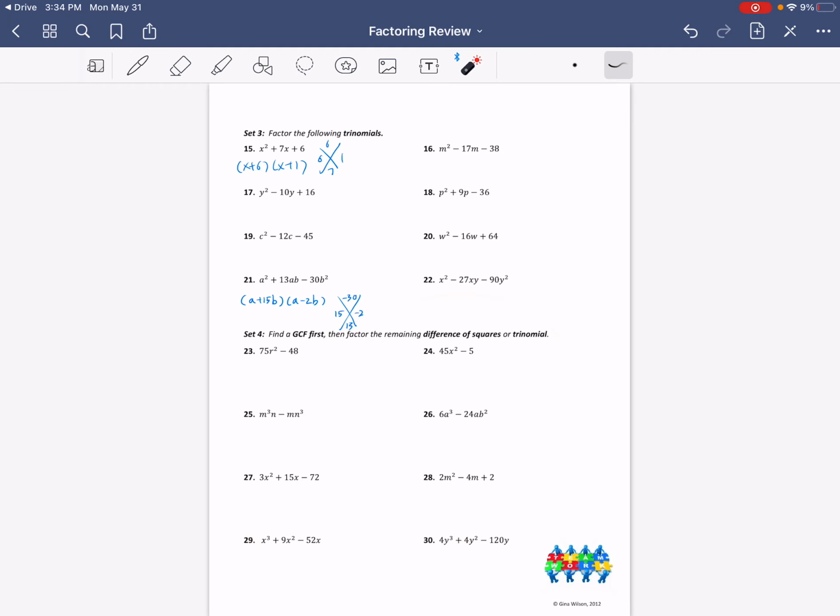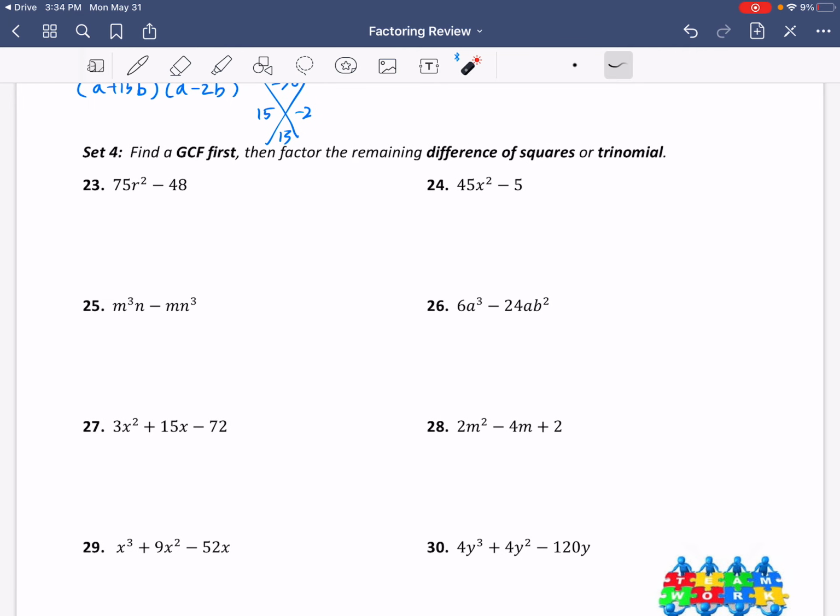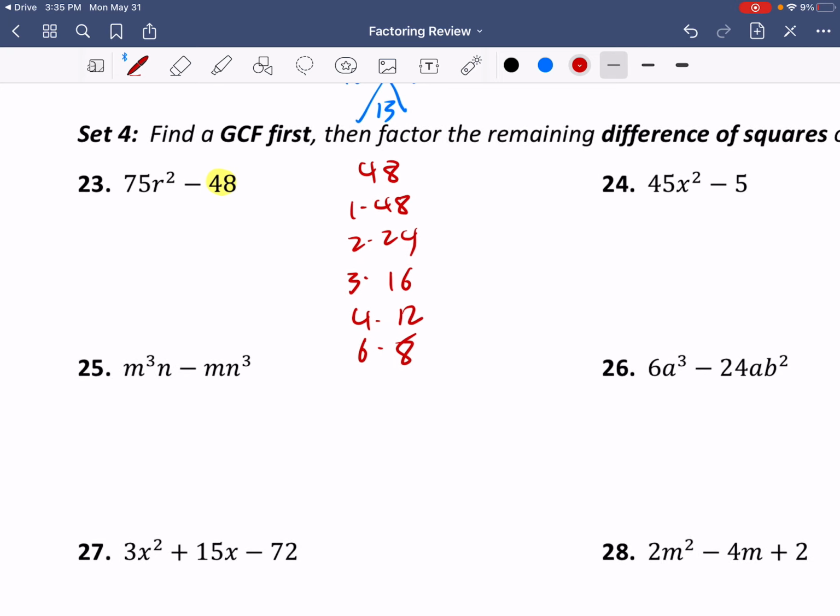And GCF first and difference of squares is very simple. When you factor, you have to check the GCF first. So look at this, 48. What can give you 48? 1 times 48, 2 times 24, 3 times 16, 4 times 12, 6 times 8. Wow, we have a lot of numbers. And see which one can go into 75.